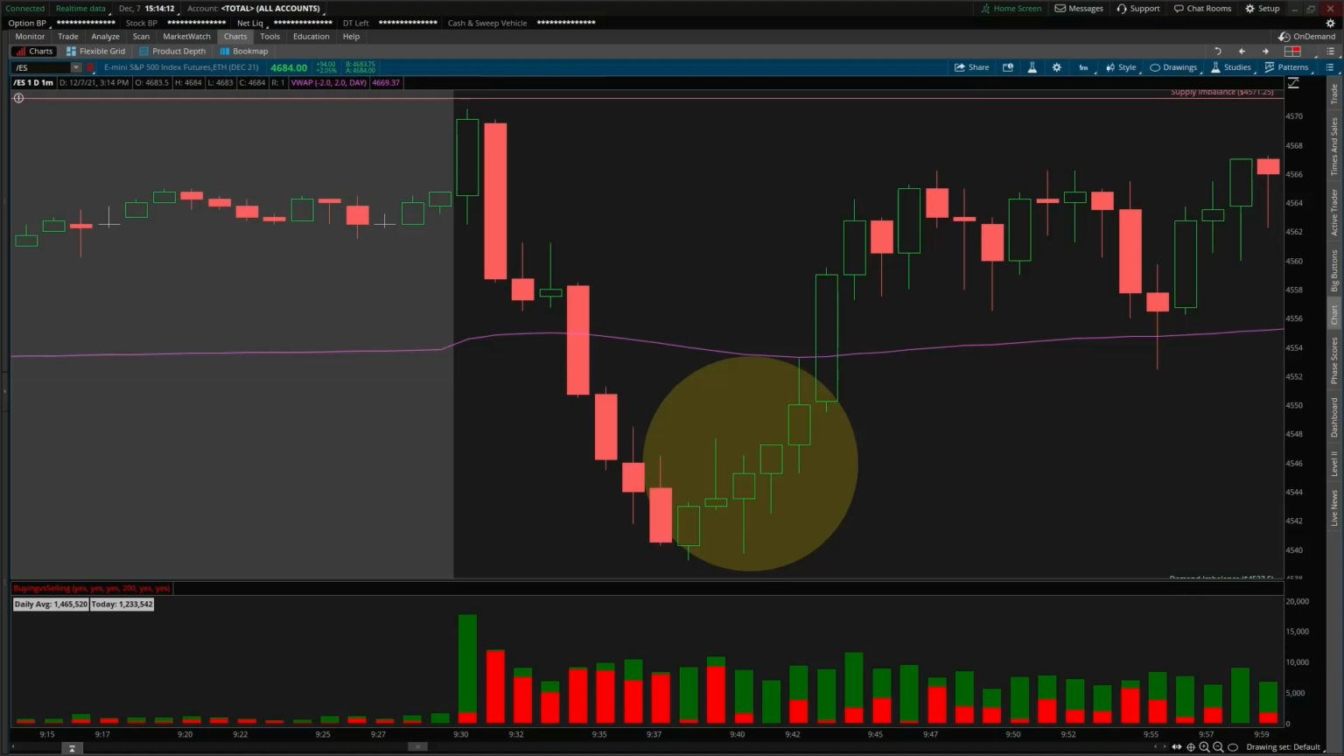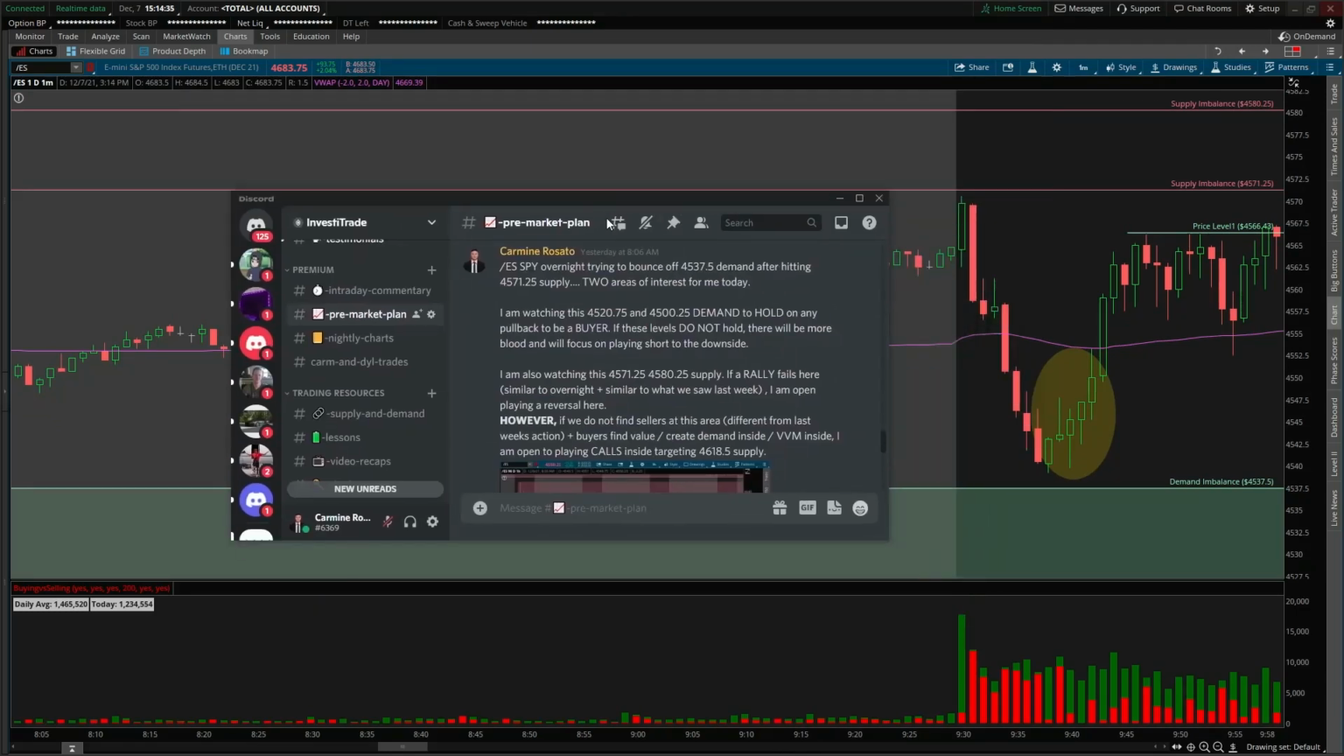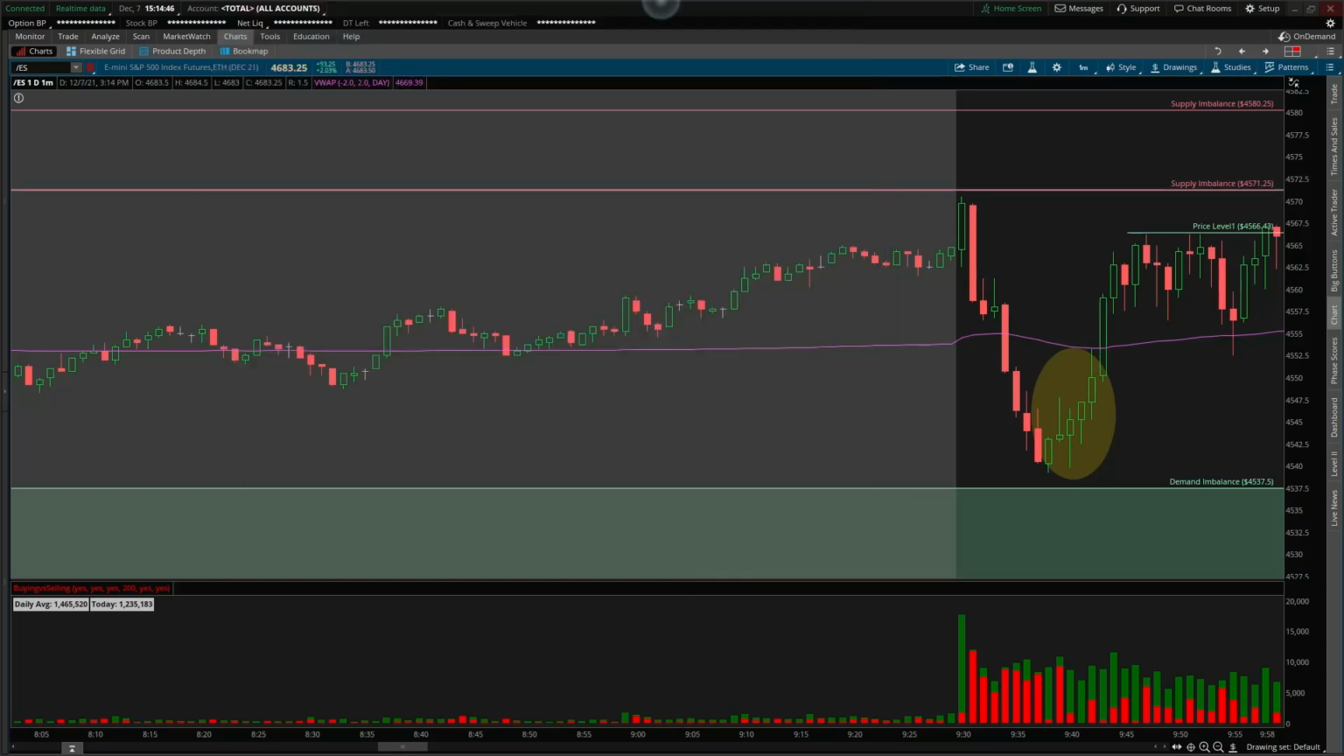So now what I liked here, pull this up here, was we were consolidating above VWAP. We started moving back down, and I wanted to get long above this little resistance point here, speculating that demand was going to form, speculating that those buyers were strong enough, and speculating that we are going to, from the pre-market plan, find value or create demand inside of this 45.71 and 45.80 supply zone. I'm open to playing calls targeting the 46.18 supply. Again, this is just putting all of the pieces together. So I got long on this bounce.